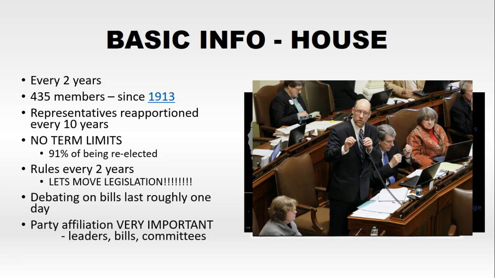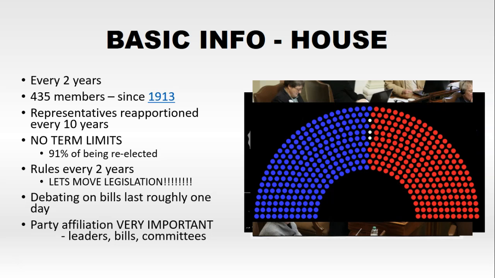Now, our current House was just changed with our last election cycle. And so right now, the House of Representatives is currently controlled by the Democratic Party. They have 221 members, whereas the Republican Party has 211. So there you go.